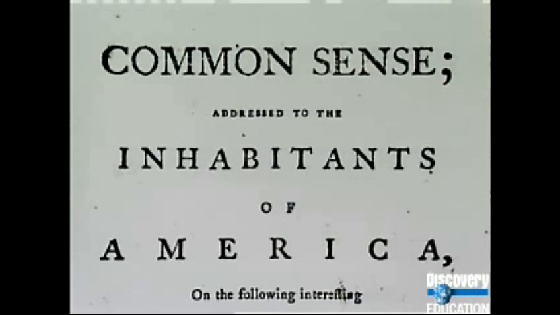Paine had difficulty finding a typesetter to print his work, as it would be considered treasonous. Finally, in January of 1776, a rebel printer published it. The pamphlet was called Common Sense.